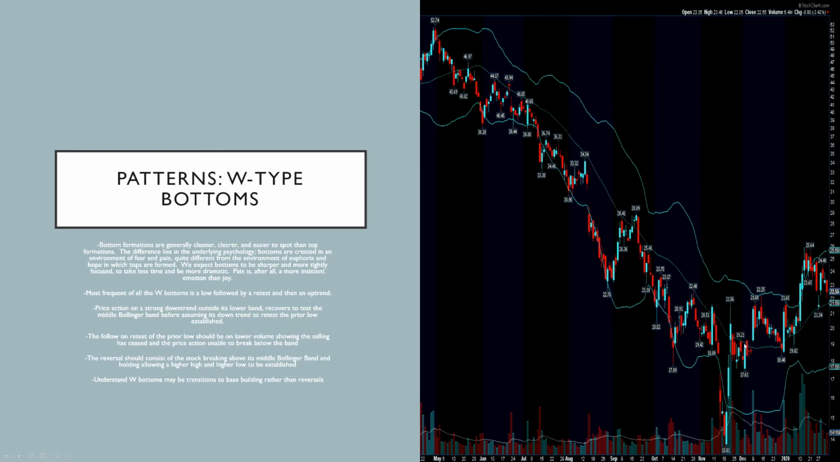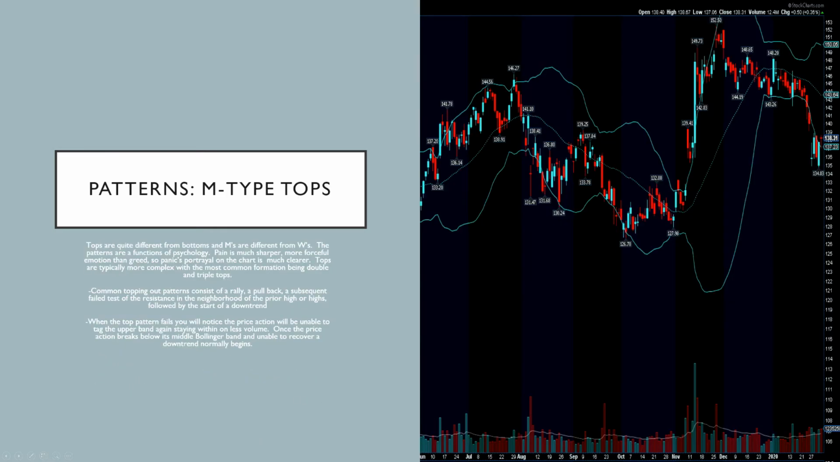And then two, you want to see that it holds above that middle Bollinger Band and it's creating higher highs and higher lows. Okay, so you have a low here with a high of 21.56, a low of 17.61 with another high of 22.25, higher low of 18.48 with a new high of 25.64, pulling back to establish a new low, and then you'll get another run up to establish a new high. All right, so those are W type bottoms.